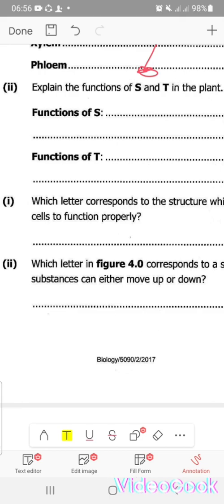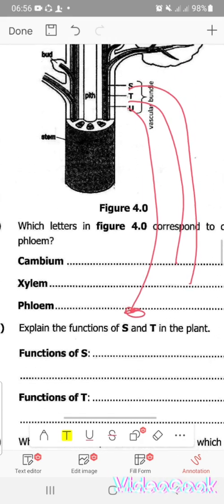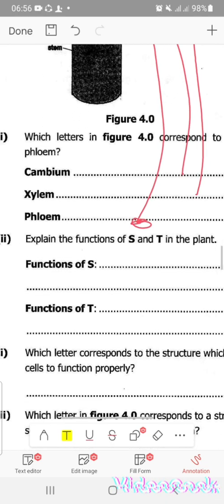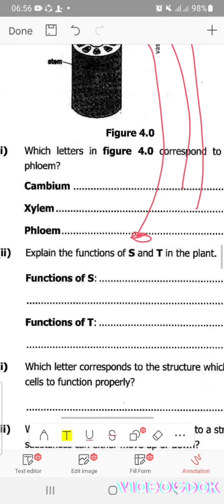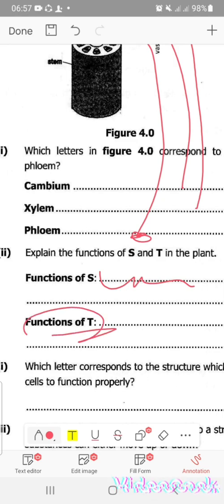Number 2, explain the functions of S and T in the plant. So S is a xylem, its function is to transport water and mineral salts from the roots to all parts of the plant. Then T is the cambium, which is used for cell division and differentiation.